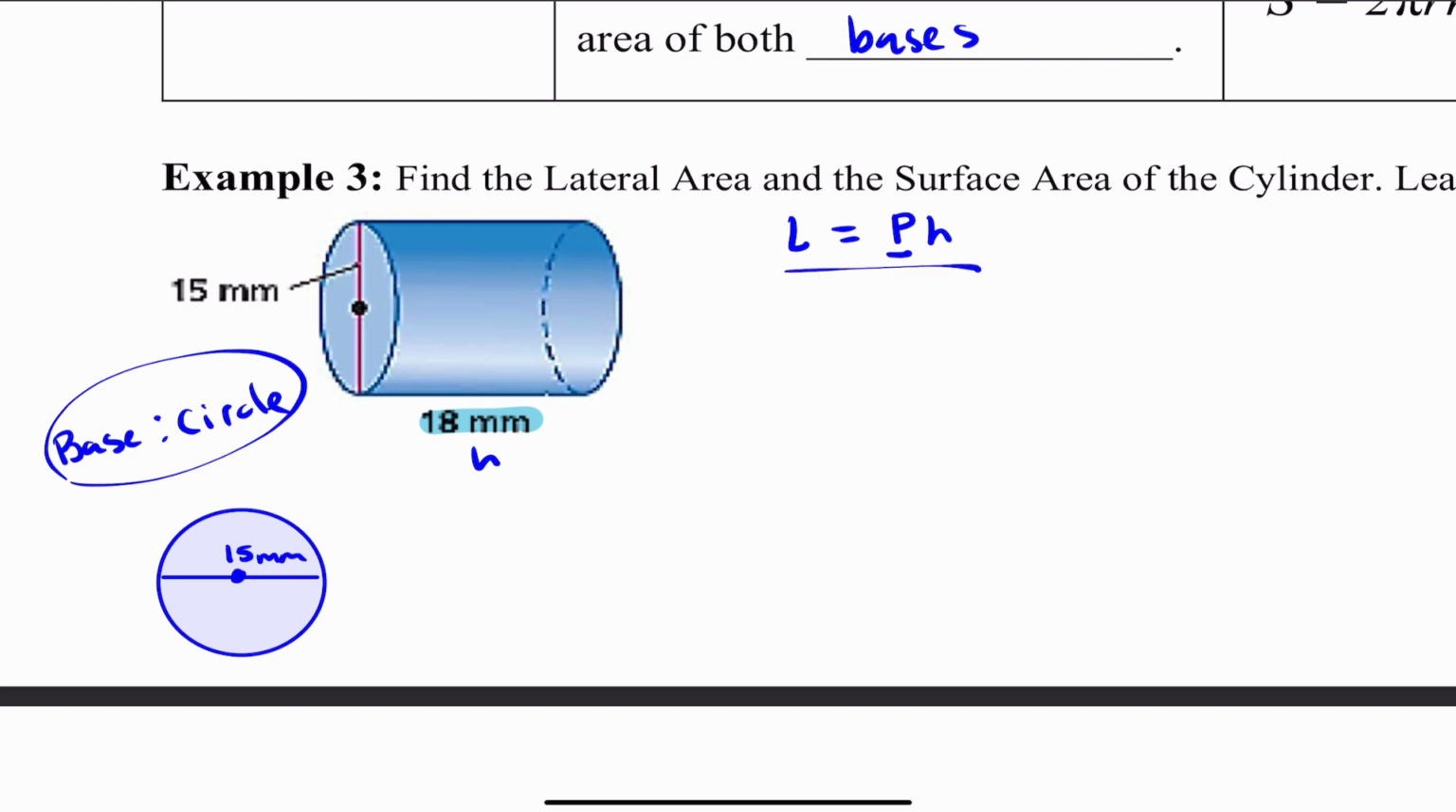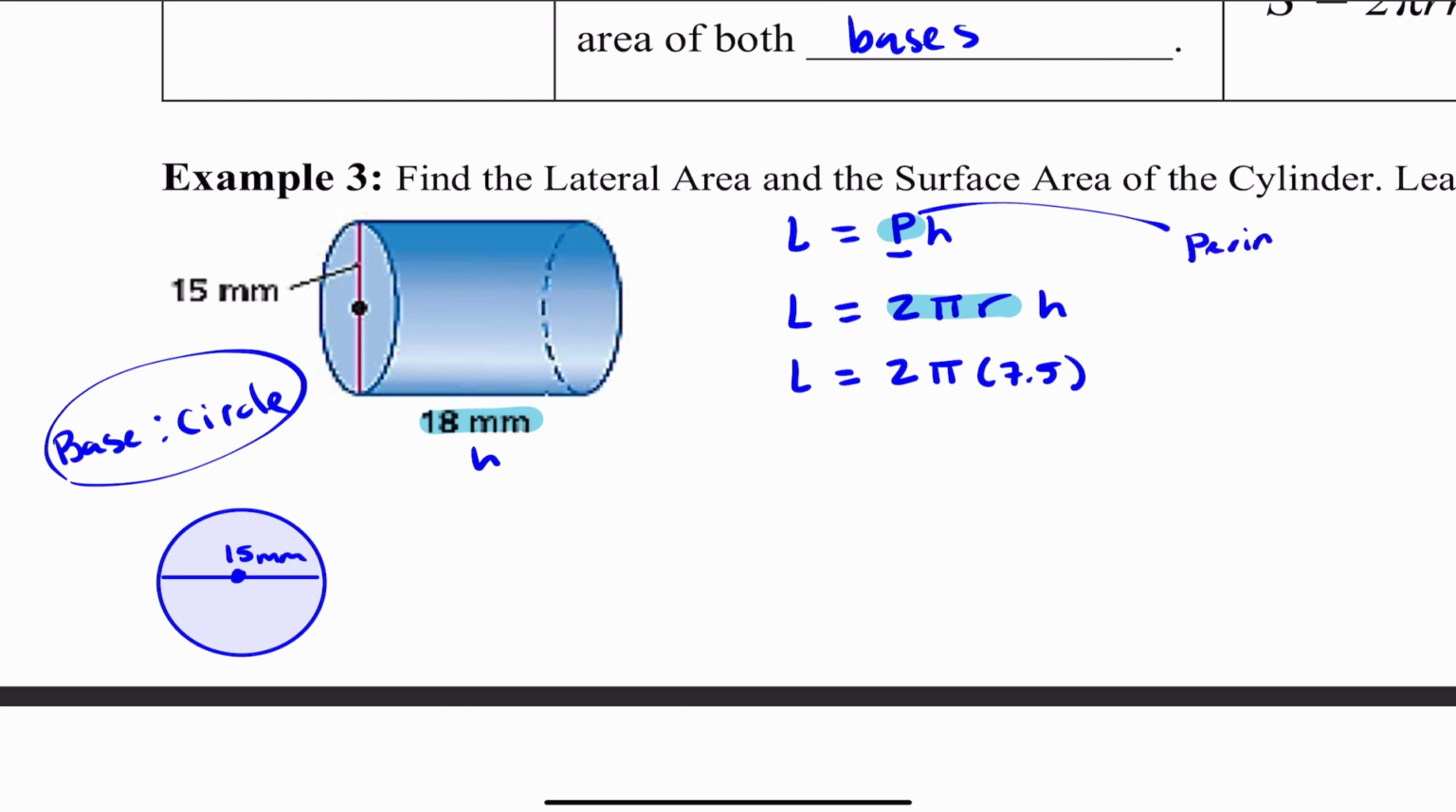So I'm going to rewrite this formula here. It's going to turn into this. It's going to be L equals 2 pi r. Again, that's the perimeter multiplied by the height. So L equals 2 times pi. And I'm going to look at the radius of the circle here, which would be 7.5. Again, P is the perimeter of the base. And yes, I'm going to capitalize the B for this one.